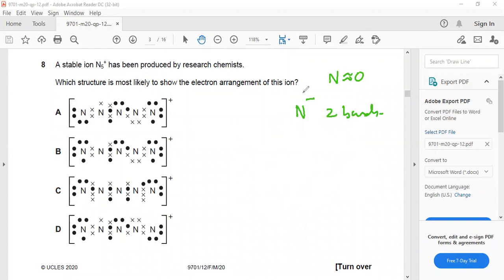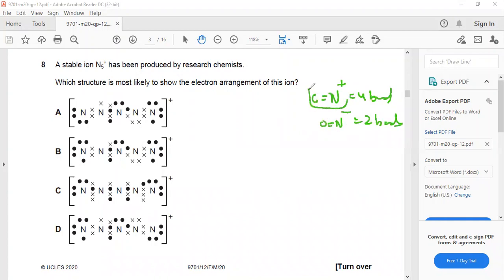Okay. If you know this, then it's very easy to understand this question. So nitrogen plus form makes 4 bonds. Nitrogen minus makes 2 bonds, similar to oxygen, similar to carbon. And the valency of a neutral nitrogen atom is 3. It makes 3 bonds.